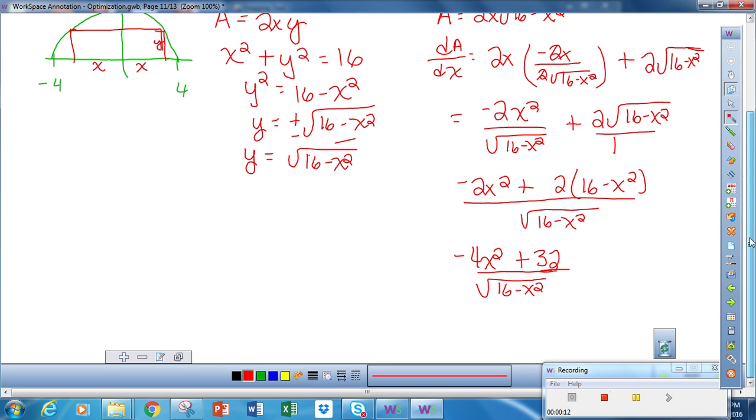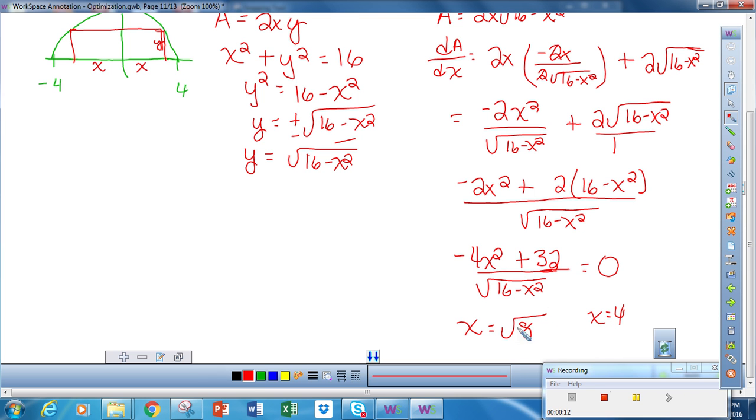So once again, solving for 0, I want to see when the numerator is 0. And that's going to give me x equal to the square root of 8. Of course, that would be plus or minus the square root of 8, but since x is measuring a length, it can't be negative, so x is equal to radical 8. We would also have to look at when x is equal to 4, because that's when the denominator is 0, where the derivative is undefined.